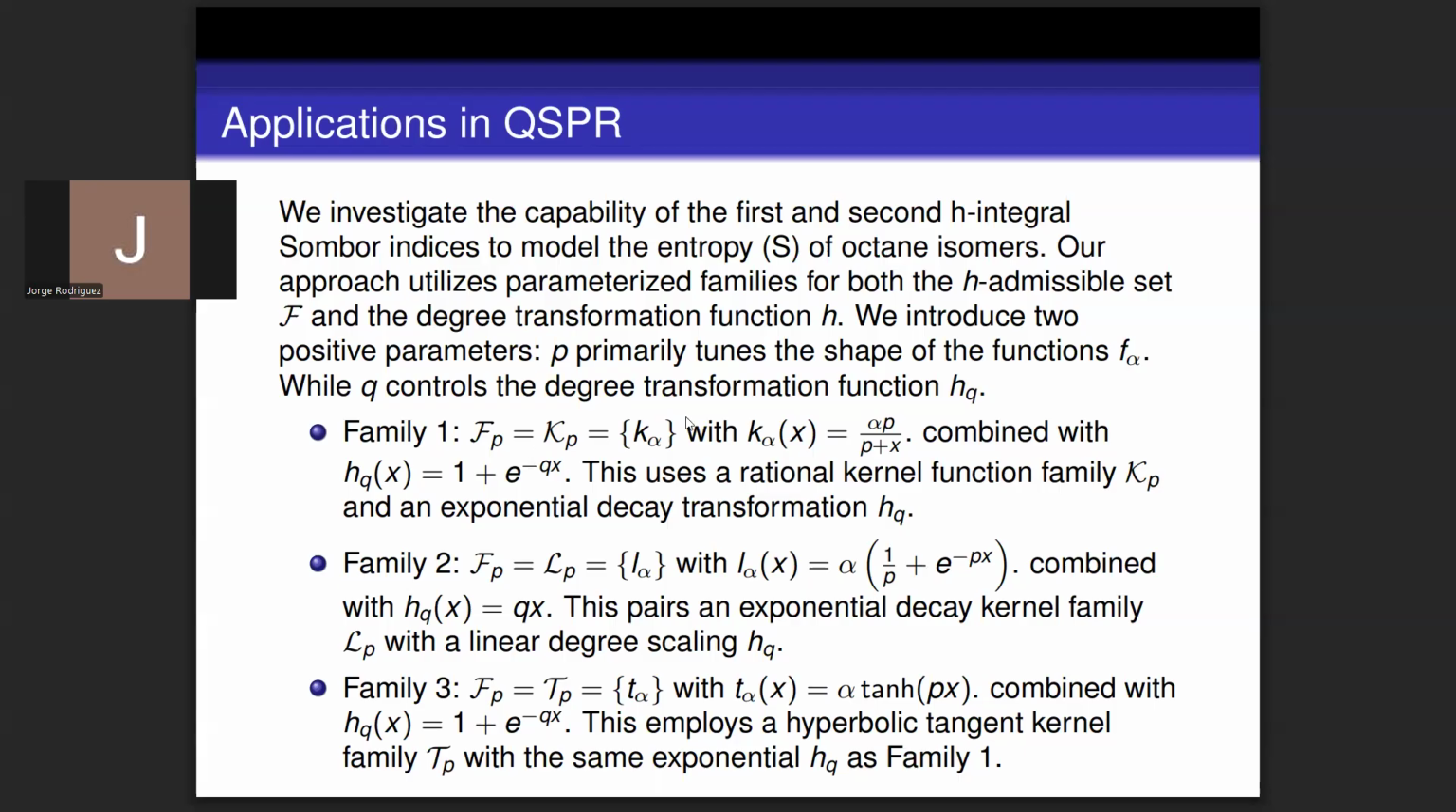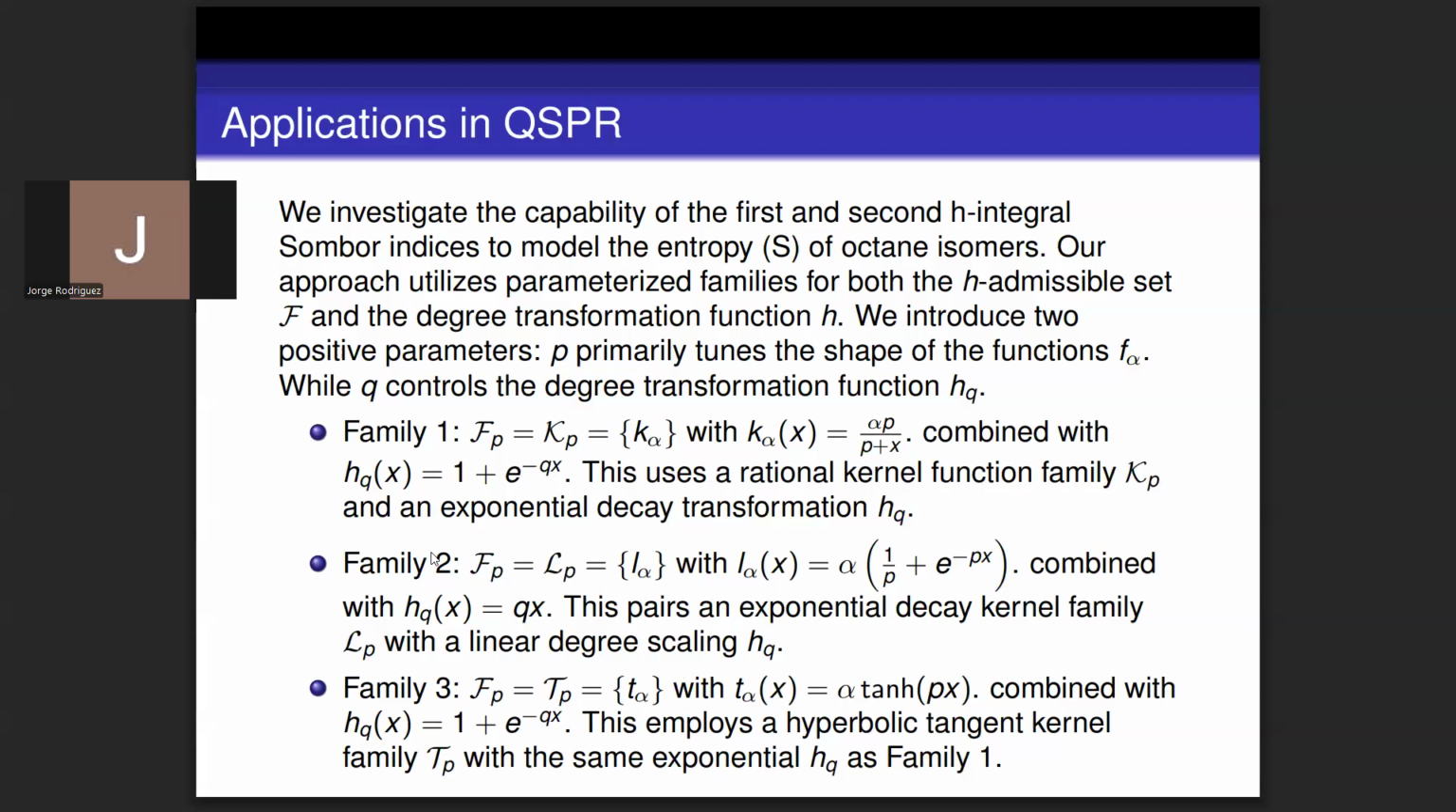The first family is going to be denoted as this k type of function, which is simply equal to alpha times p over p plus x, combined with this h function, which is going to be 1 plus e to the power of minus qx. This uses a rational kernel function, family k, and an exponential decay transformation for the functions h. The second family, that we're going to denote by L, the type of functions L, is going to be equal to alpha times 1 over p plus e to the power of minus px, combined with this type of h function, q times x. This is going to pair an exponential decay kernel family with a linear degree scaling for h.